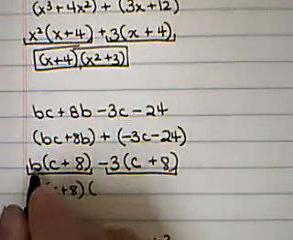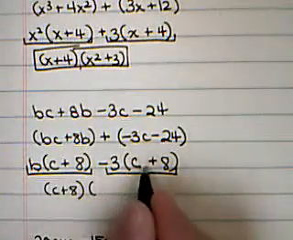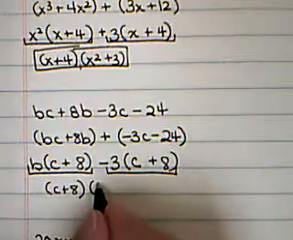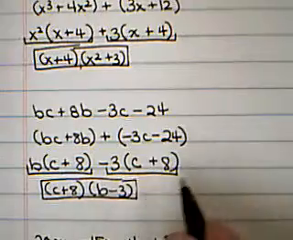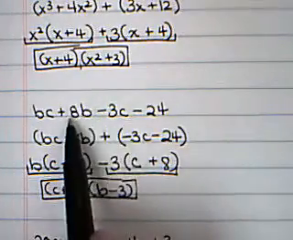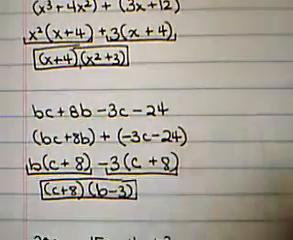And we factor that out, we are now left with b minus 3. And we take the c plus 8 and factor it out. And that would be our final answer. And if we wanted to check this, we could multiply this, and it should give us back our original problem.